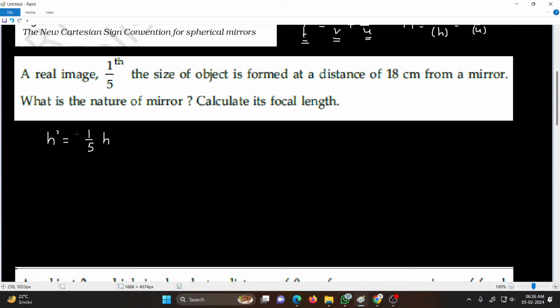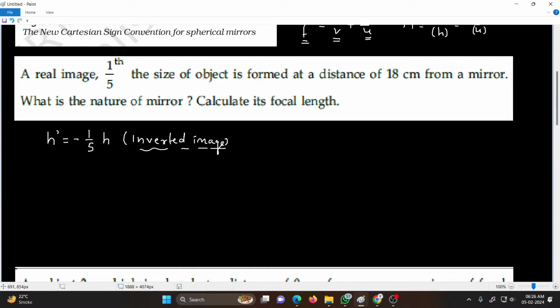But a real image is always inverted, so h dash will be minus 1/5 of h, because h dash will be negative, the image will be inverted. The reason for this is the inverted image. So you have to take this into consideration while solving the problem. If they have given a real image, then the image height will be negative.